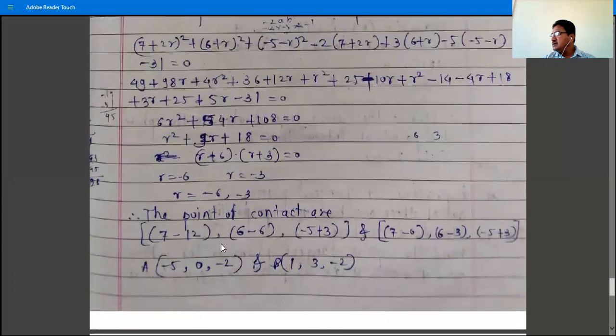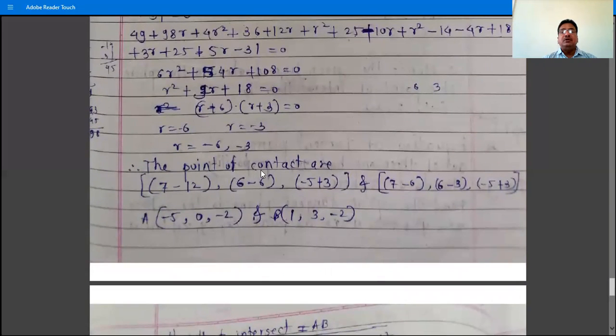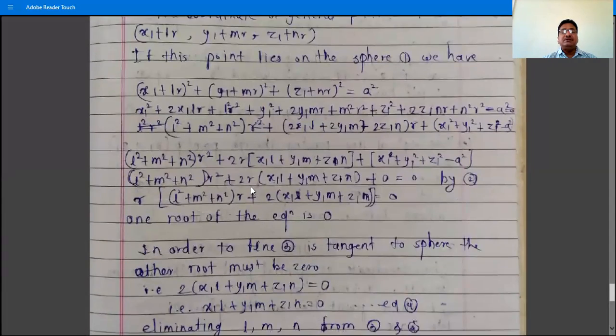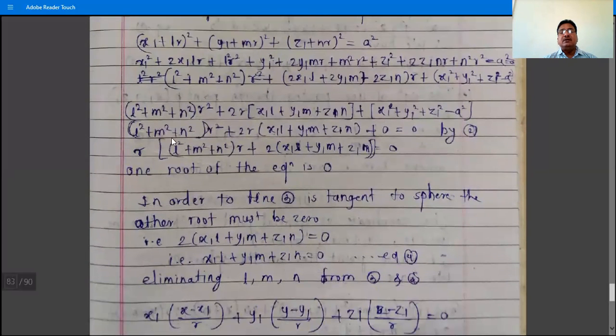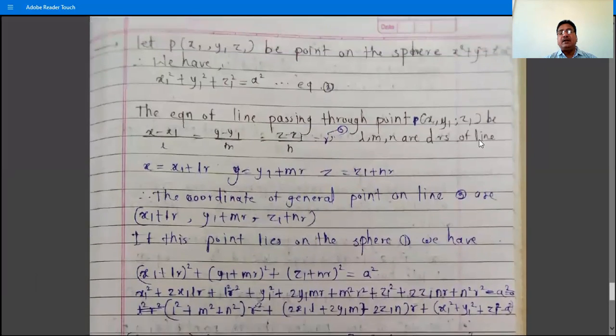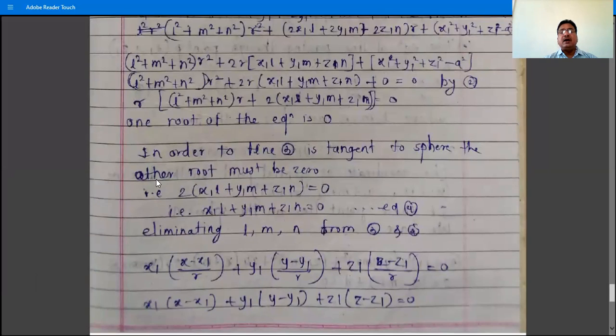When the line is tangent to the sphere, both values of r are the same. Here one value of r is 0. Therefore, the other root of this equation must also be 0 in order for the line to be tangent to the sphere, sphere number 1. That is, we have r equal to 0.